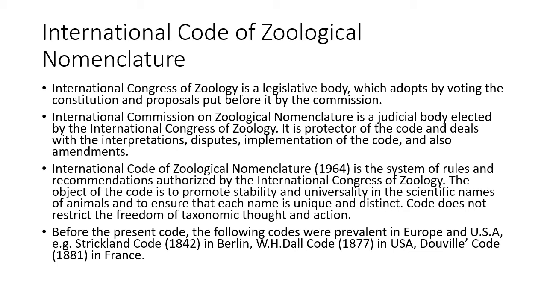Now, the International Code of Zoological Nomenclature is a system of rules and recommendations authorized by the International Congress of Zoology.